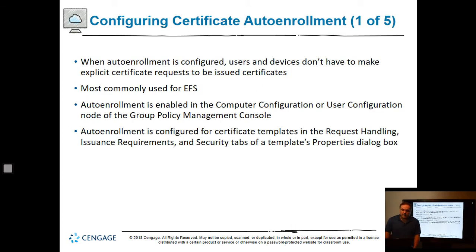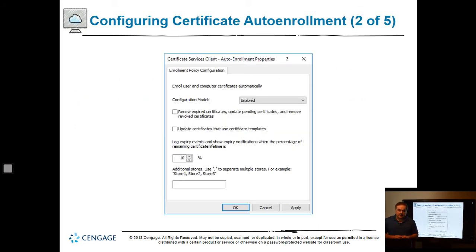So when auto-enrollment is configured, users and devices don't have to make explicit certificate requests. This is most commonly used with EFS. So you don't want to be prompted for a certificate request when you go to decrypt a file. You just want it to happen. Auto-enrollment is enabled in the computer configuration or user configuration of group policies. So you've got to make some group policy changes to make that work. Auto-enrollment is configured for certificate templates in the request handling, issuance requirements, and security tabs of a template's property dialog.